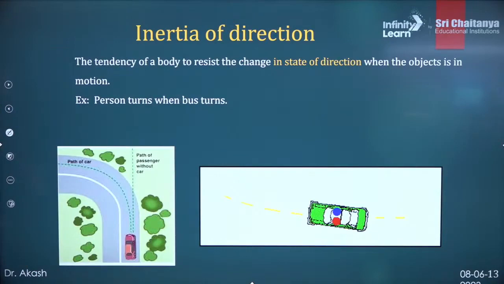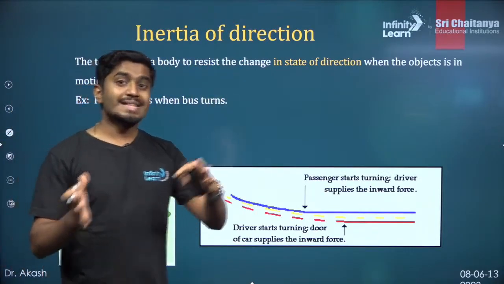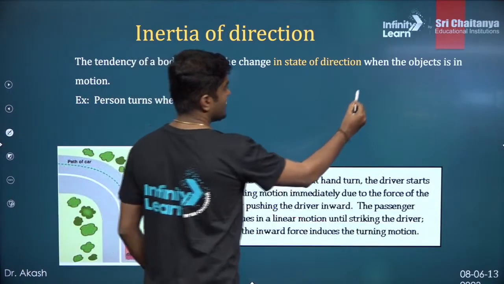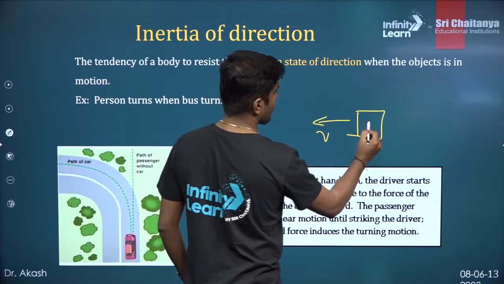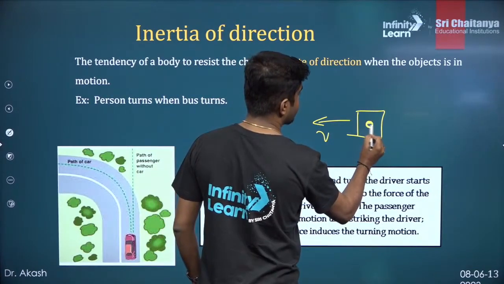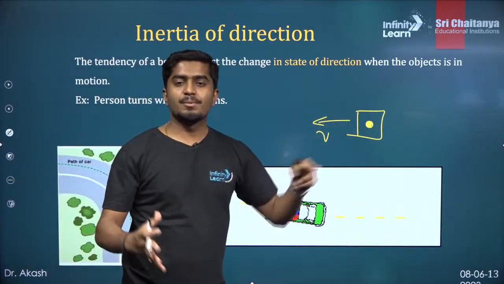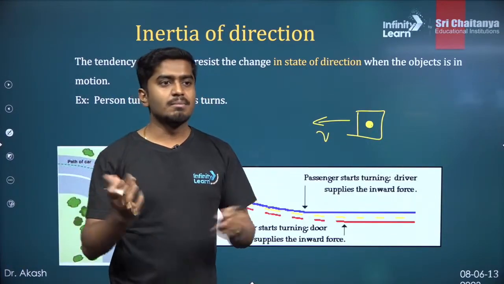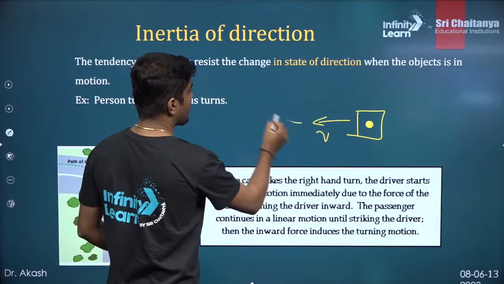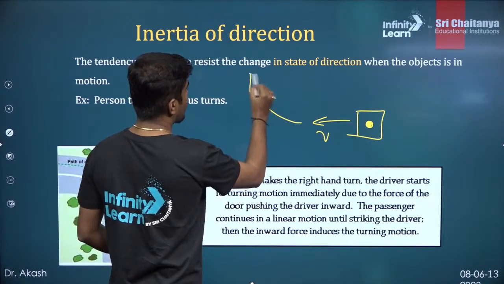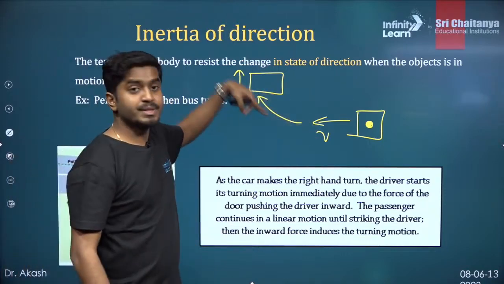The third one is inertia of direction. Suppose again you are inside a car. Let's suppose there is a car here, moving in this direction with a speed v. There is an object loosely placed in the car, let's say a water bottle. Or you are sitting in the car and suddenly the car takes a sharp turn. Now the car is moving in this direction. The car takes a sharp turn.